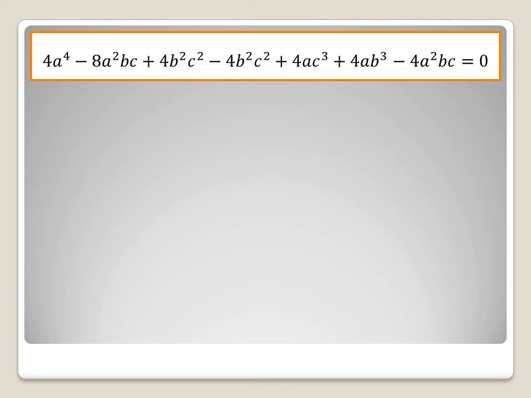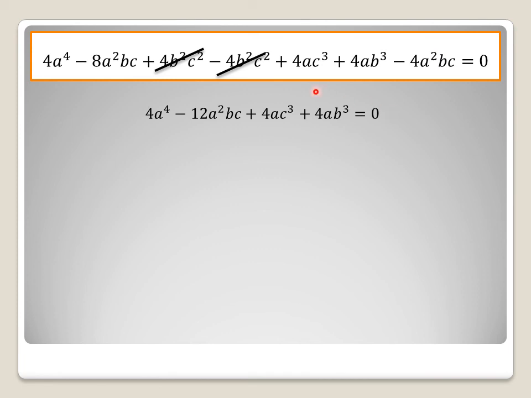Here you can see that there are some common terms: 4b square c square and minus 4b square c square. Again, two same terms with opposite signs will cancel each other. So the remaining terms are 4a to the power 4 minus 4a square bc plus 4a square bc plus 4ab cube minus 4a square bc equals 0. That is the remaining equation.